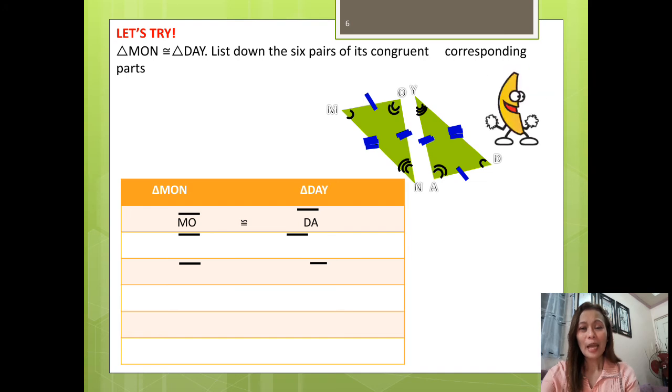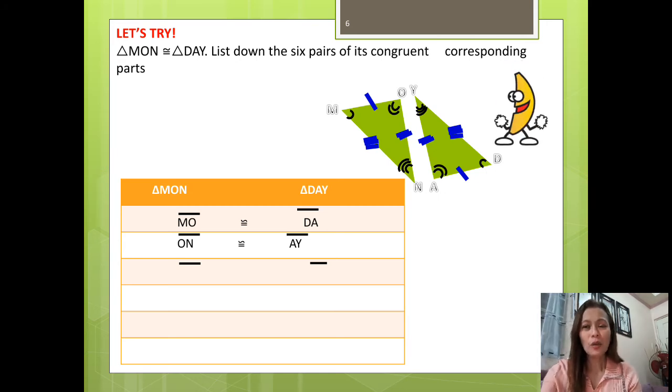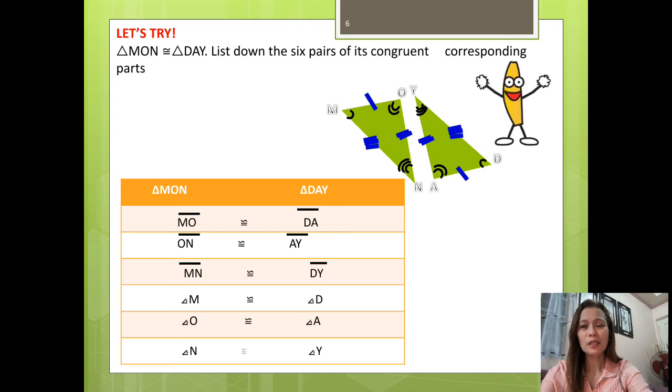Side MO is congruent to side DA. What else? Side ON is congruent to side AY. And the last one, side MN is congruent to side DY. How about the three congruent angles? The first one is angle M is congruent to angle D. Angle O is congruent to angle A. And the last one is angle N is congruent to angle Y.